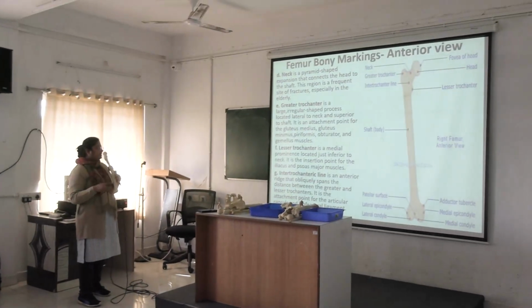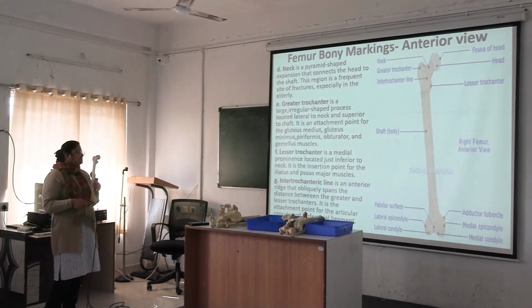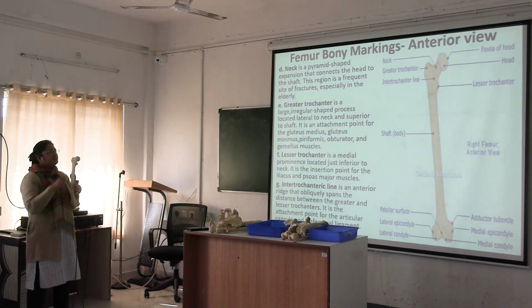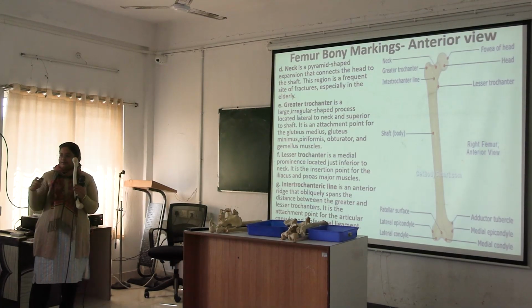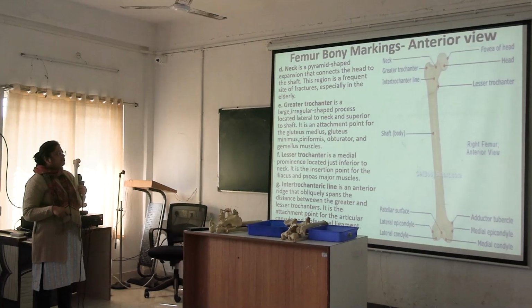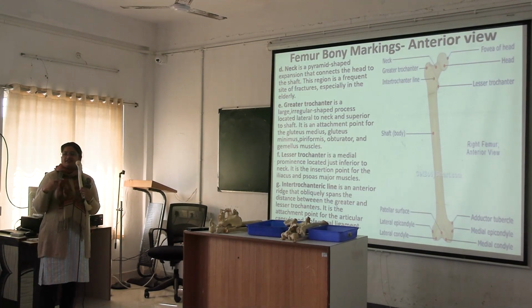Okay, understood? Next is the intertrochanteric line. This one is the intertrochanteric line. It is an anterior ridge that obliquely spans the distance between the greater and lesser trochanters, and it is the attachment point for the articular capsule. The capsular ligament is attached over here anteriorly, and the iliofemoral ligament is also attached over the intertrochanteric line.